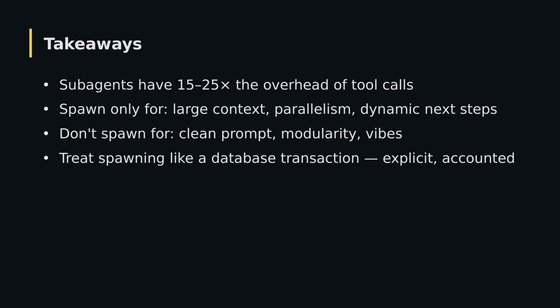Treat spawning like a database transaction, a real cost, paid only when the structure demands it. Most of what you're spawning for right now is probably a tool call wearing a hat.